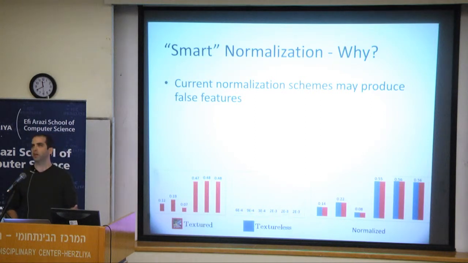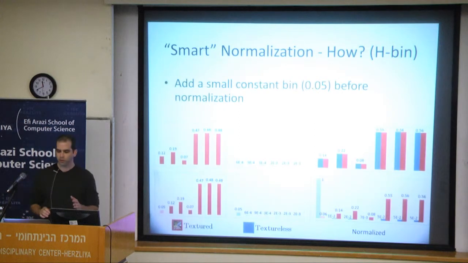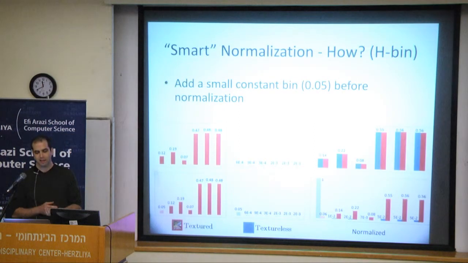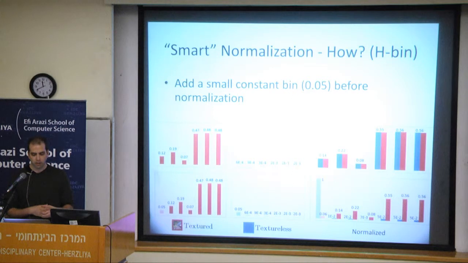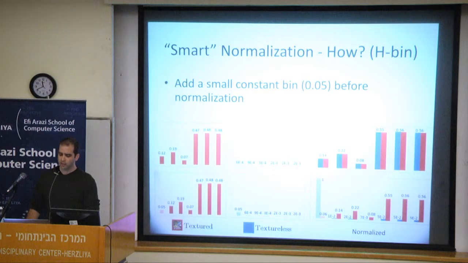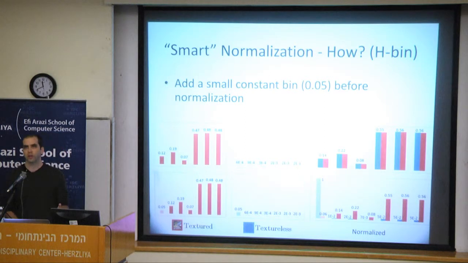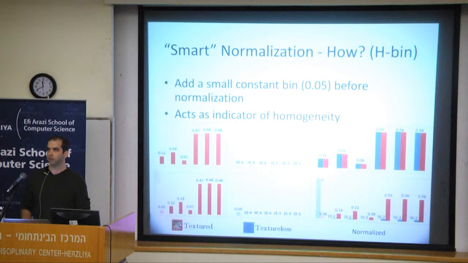So to avoid this creation of false features, what we do is a very, very simplistic approach. We just add a very small constant bin, which we call the H bin, as in homogeneous bin, before normalization. And you can see in the red example, the bottom row, that when normalizing a textured patch, the small constant bin hardly affects the normalized values. But looking at the textureless patch, you can see that we avoided the creation of false features and most of the energy is concentrated in the H bin. And you can look at the H bin as a sort of indicator of homogeneity.